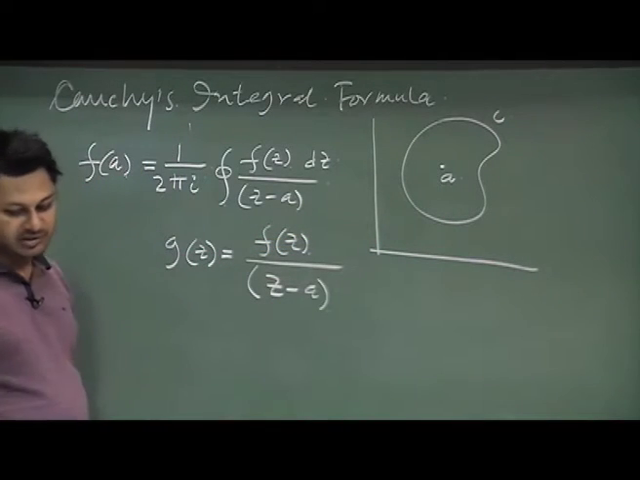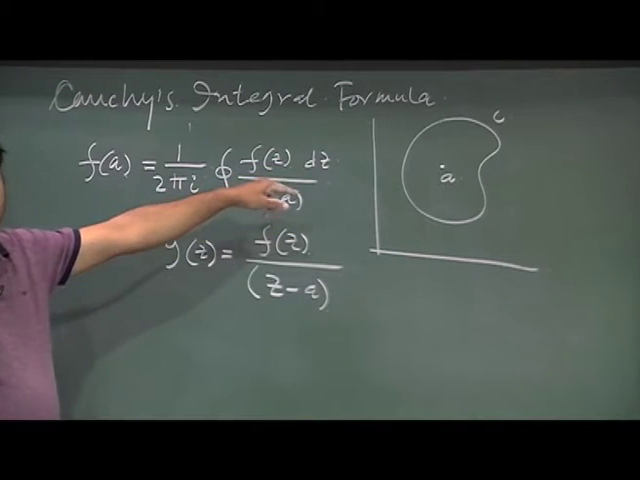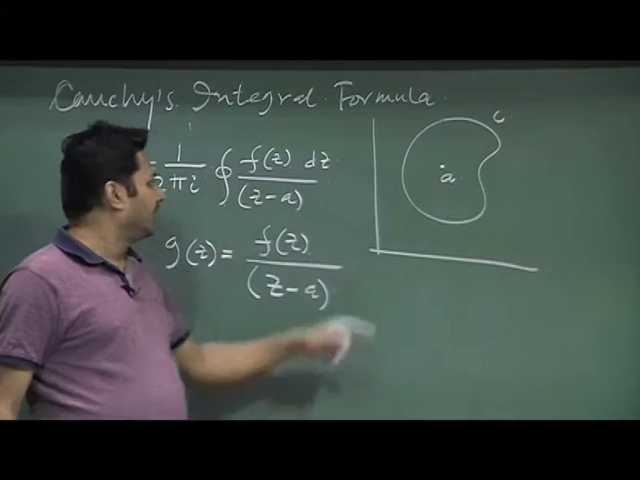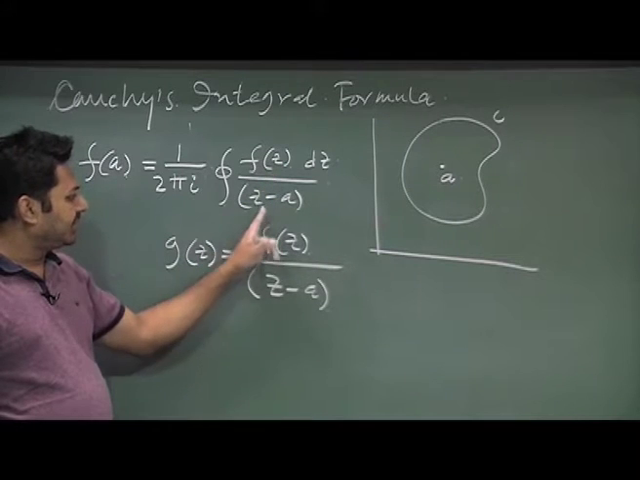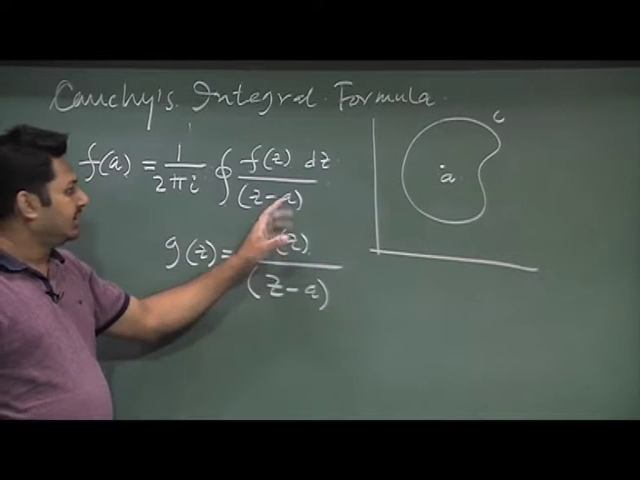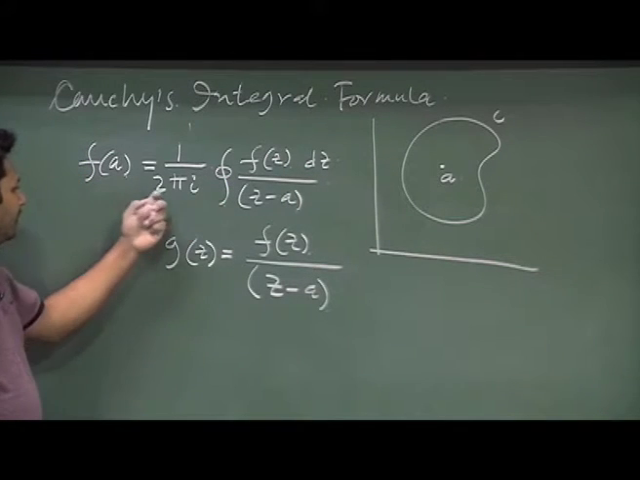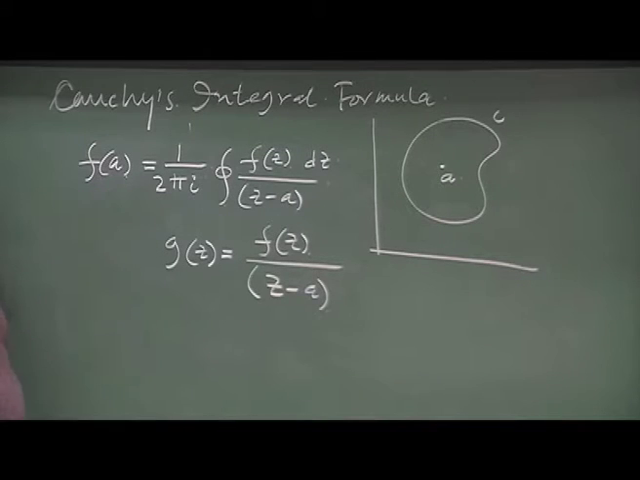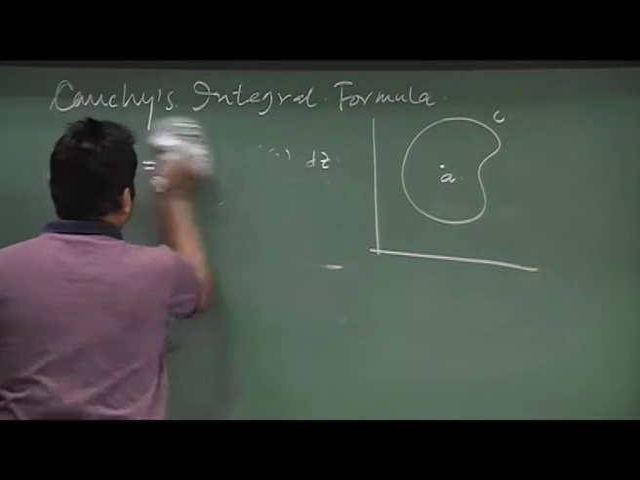That is the statement. The straightforward statement is, if f(z) is analytic over the region C and a is some point here, if I manage to find the functional form in this way, f(z) divided by z minus a, dz, then this integration can be evaluated and the value will be 2 pi i multiplied by f(a). That is the statement.